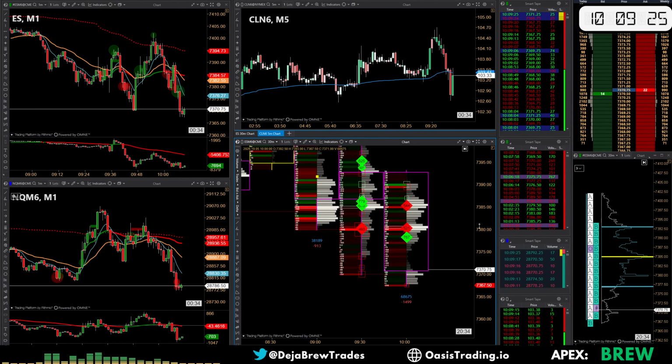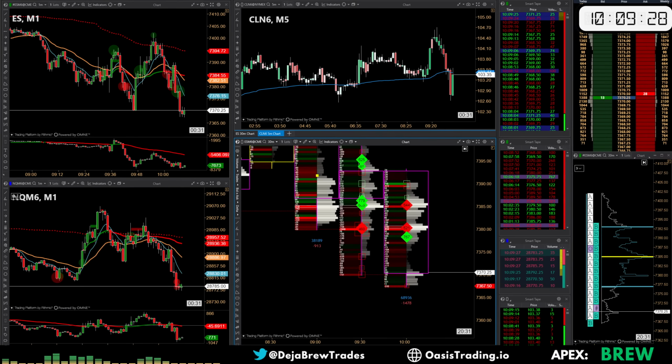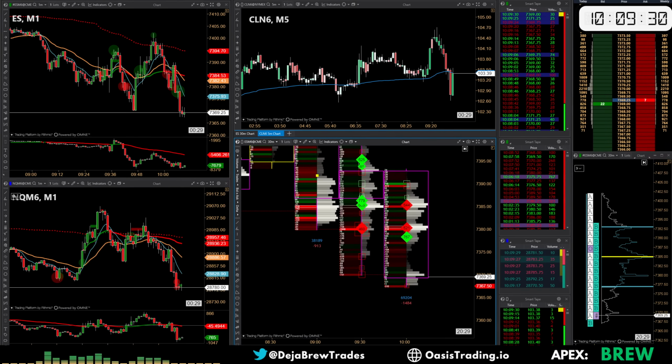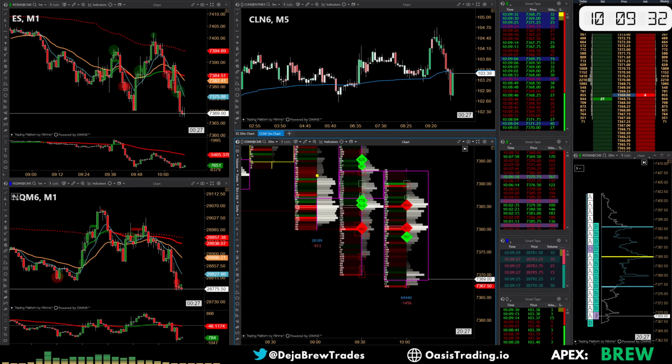It definitely seems like ES is more bearish today. So if we do continue downward, it does seem like ES is partially leading.